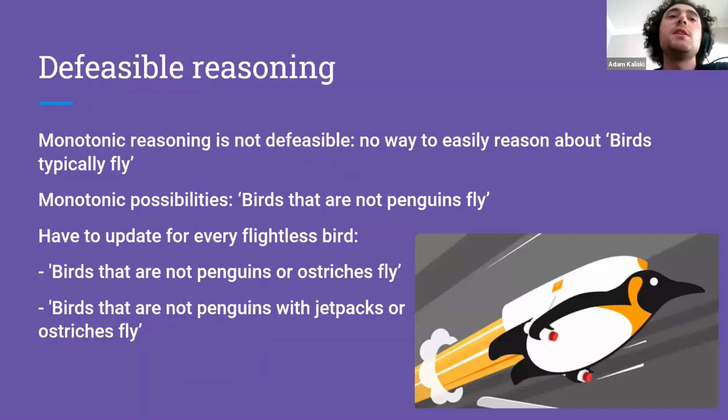Monotonicity is then at odds with defeasibility. If you have a monotonic logic, there is no easy or simple way to reason about the notion that, say, a bird typically flies, or something is typically the case. There are monotonic ways of trying to encode this knowledge. For example, you can say birds that are not penguins fly. But this kicks the can down the road, because you will have to update this for every possible flightless bird, for example an ostrich, or for layers of exceptionality. For example, if you have a penguin with a jetpack, then it flies, and so you will have to update with these layers of typicality as well.